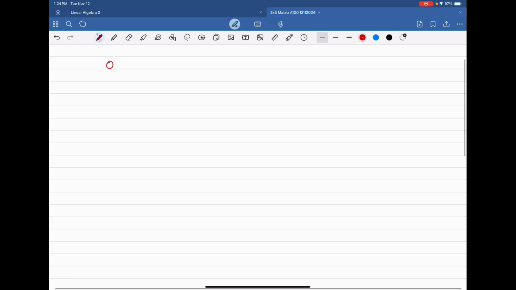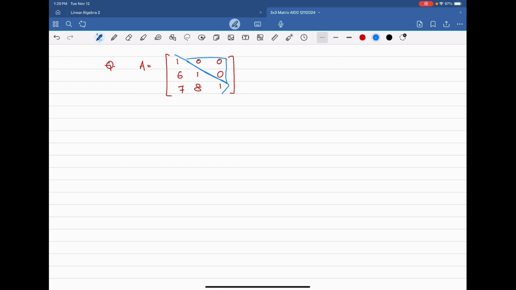Let us take a question. It's my own made and nothing I had copied from any book. I have taken a matrix A equal to [1 0 0; 6 1 0; 7 8 1]. By looking at this matrix itself, you can see that the elements in the upper triangle are 0, and in the principal diagonal, all the elements are unity.